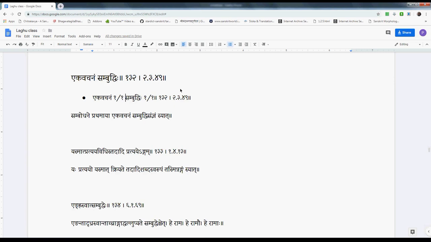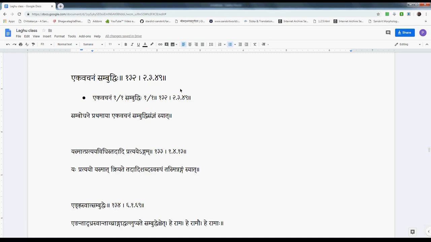Dvivachana and Bahuvachana, therefore you see, Ramaha, Ramo, Ramaha, He Ramo, He Ramaha is common in Sambodhana. In Rama also it is common, in Hari also it's common, in all derivations of any gender and any anta, Dvivachana and Bahuvachana is common in Prathama and in Sambodhana. Only difference is in Ekavachana. So he Ramaha it is not, like Ramaha, it is he Rama.